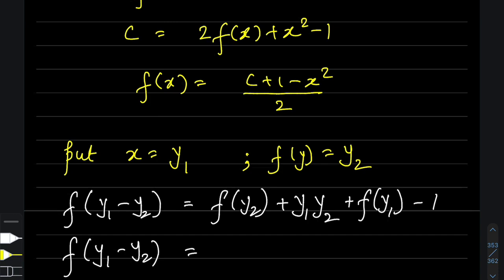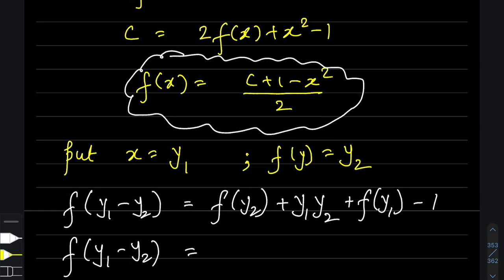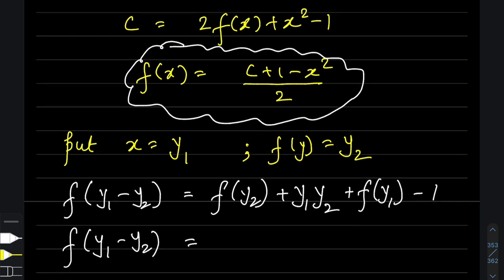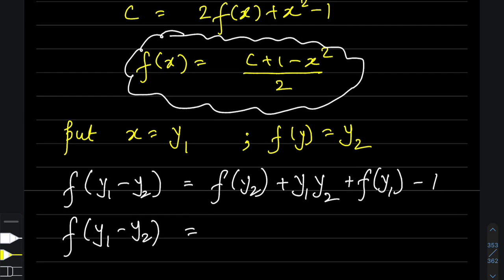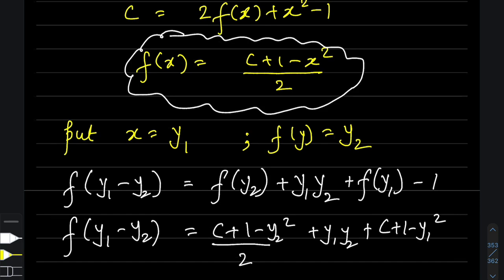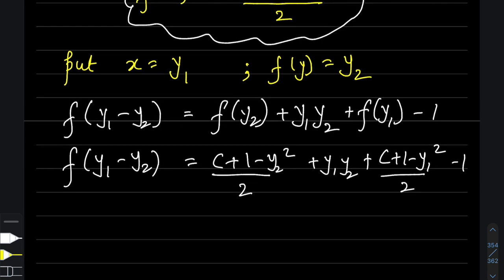Now see, everybody please pay attention. This expression gives you an idea of the structure of the function, right? So if f of x is c plus 1 minus x squared by 2, it's very easy to figure out that f of y2 will be c plus 1 minus y2 squared by 2, right? And not only that, f of y1 can also be written in a similar way as c plus 1 minus y2 squared by 2, and finally the minus 1 which is there already in the expression.